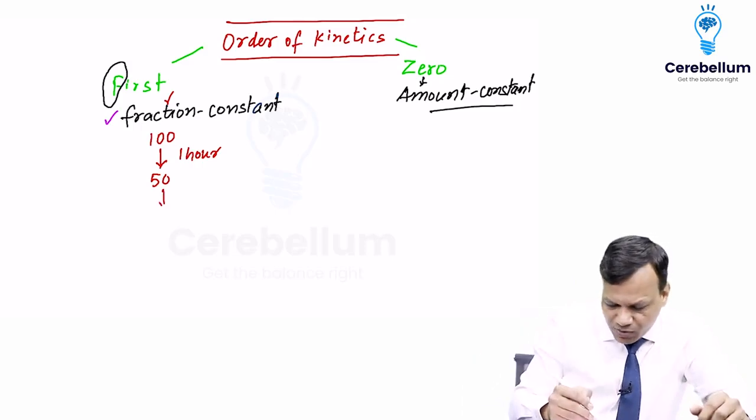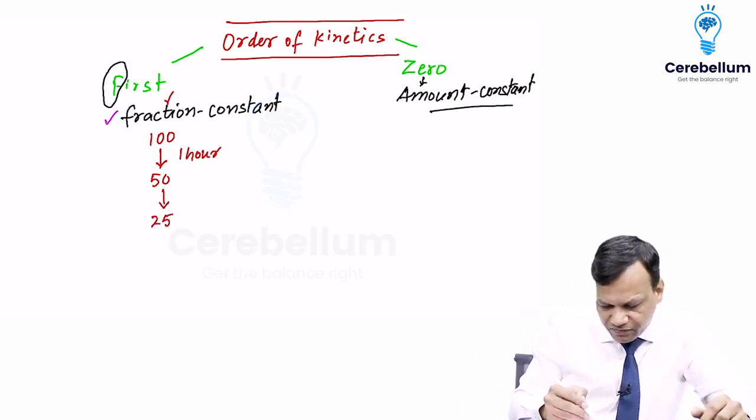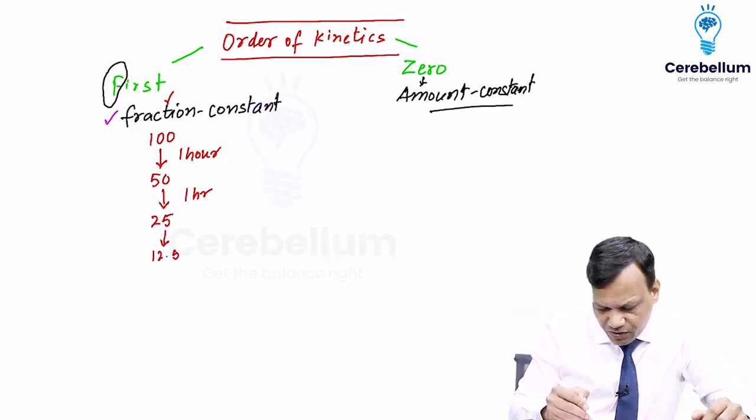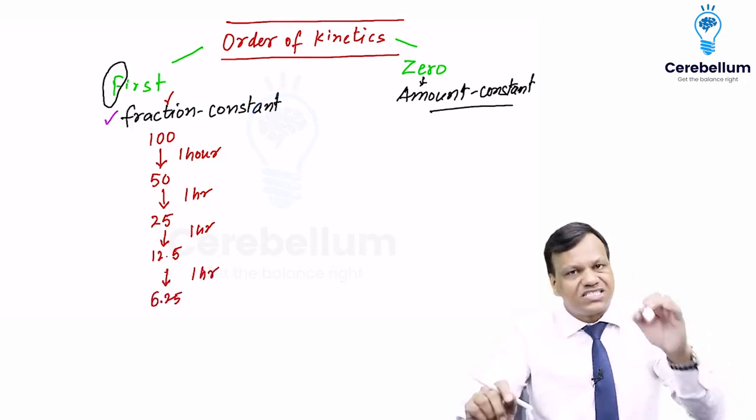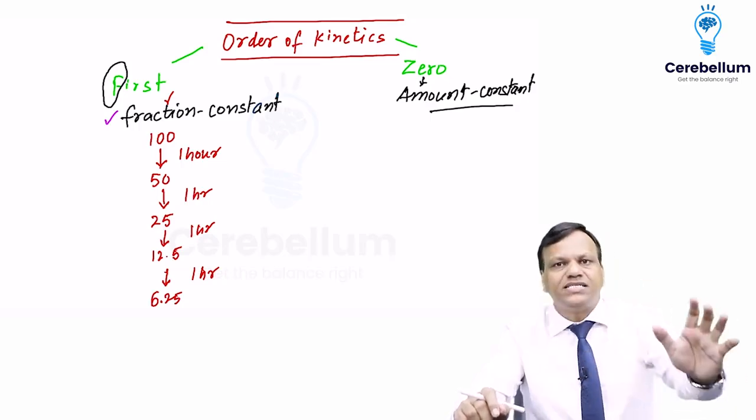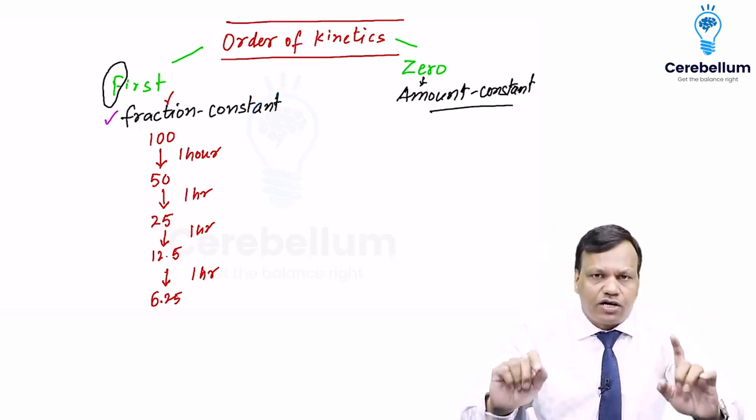Like in the next hour, how much will be eliminated? 25. Next hour, 50% of 25, that means 12.5. Next hour, 50% of 12.5, that means 6.25. So that means in the same time, the same percentage is eliminated. It is first order kinetics.